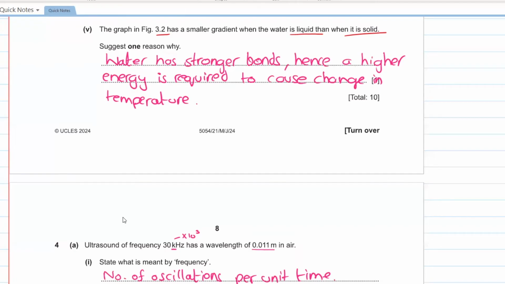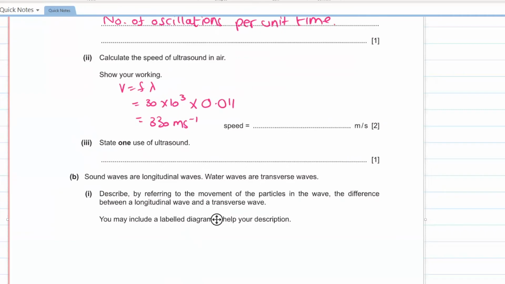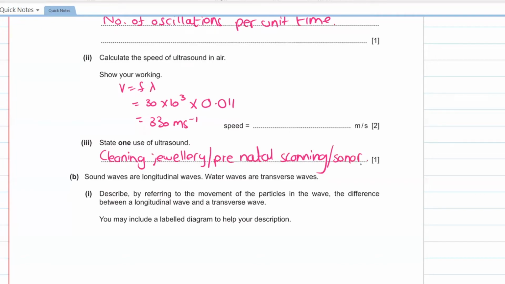Now, state one use of ultrasound. Beta, what is one use of ultrasound? There are several uses of ultrasound that you must know. For one use, you can write anything. You can either write cleaning jewelry, prenatal scanning. What is another use of ultrasound? Can anyone remember any other use? It is used in sonars, in submarines, etc.